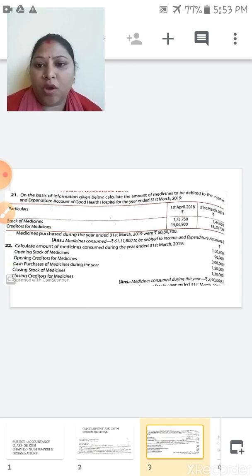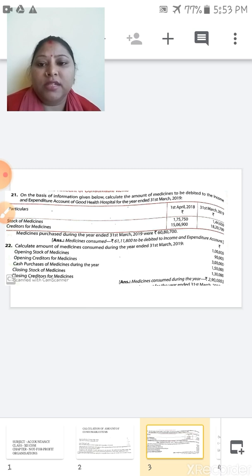You already know about the financial year. It starts on 1st April and ends with 31st March. A calendar year starts with 1st January and ends with 31st December. So opening stock value is given, closing stock value is given. And in the next line, opening creditor for medicine and closing creditor for medicine are also given.